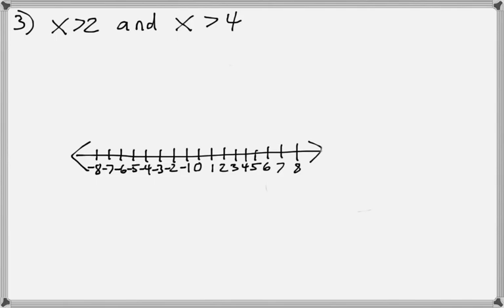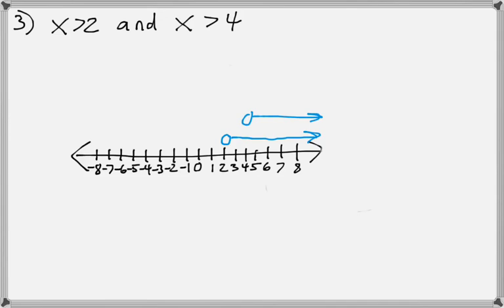So let's graph both of those. I'm going to graph them above the number line. So 2 would be like that. X is greater than 2. And then x is greater than 4 would be like that. So we need to figure out where both inequalities are graphed.